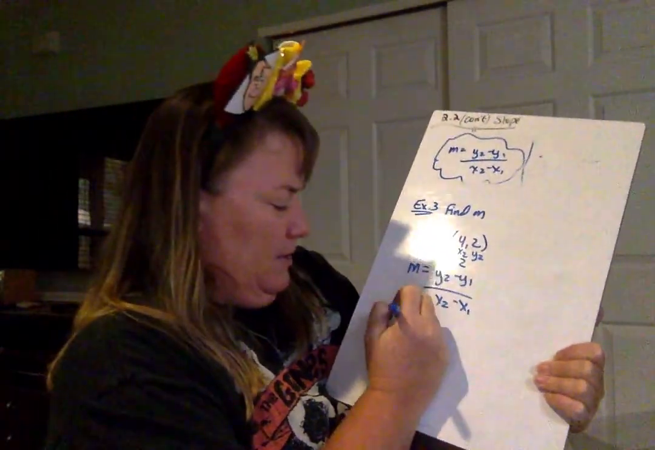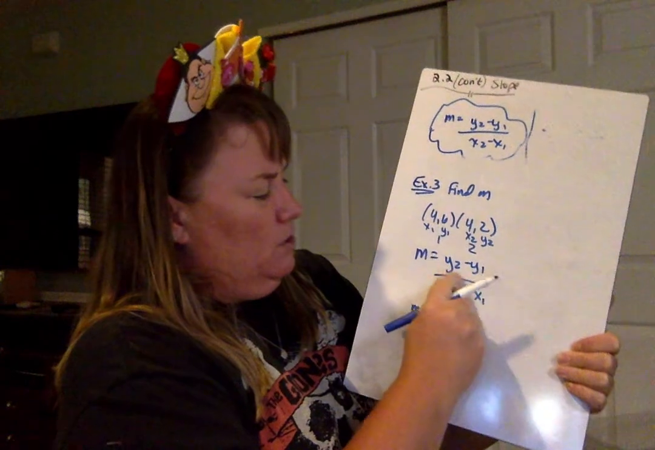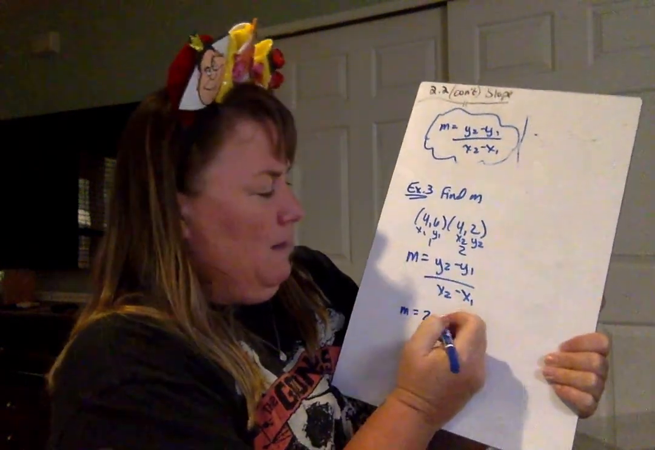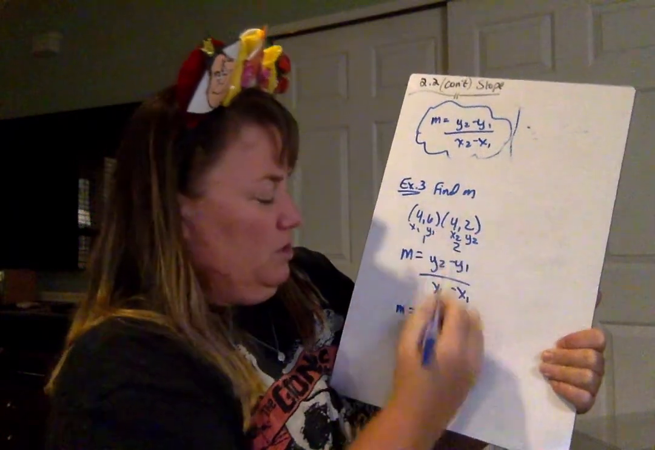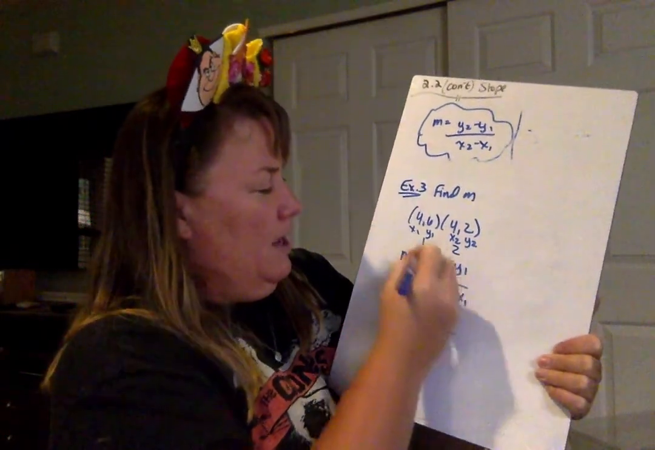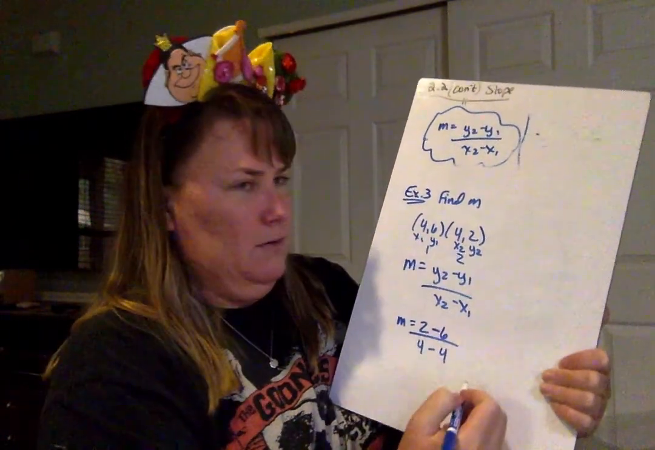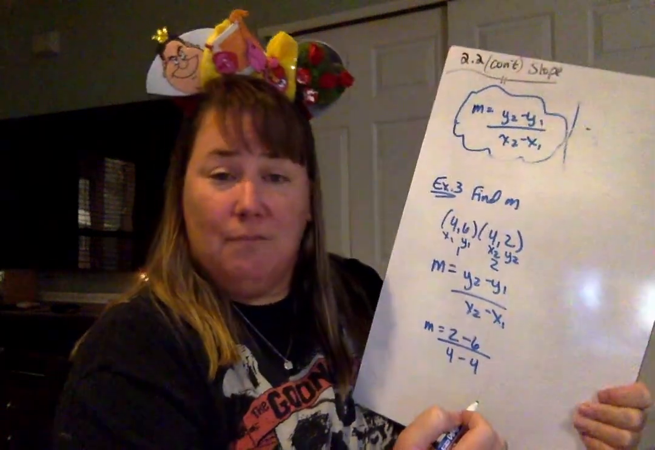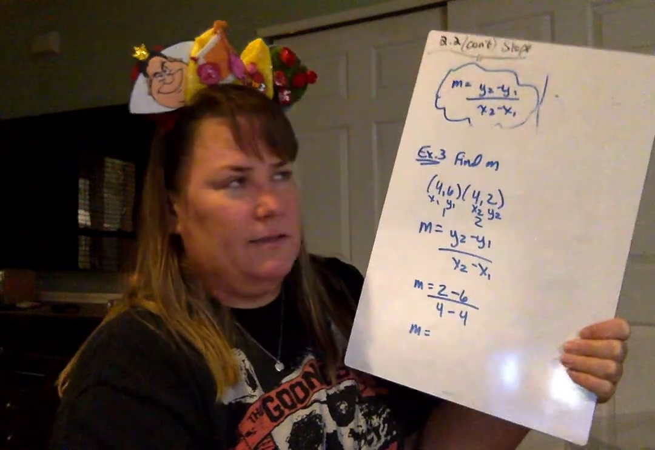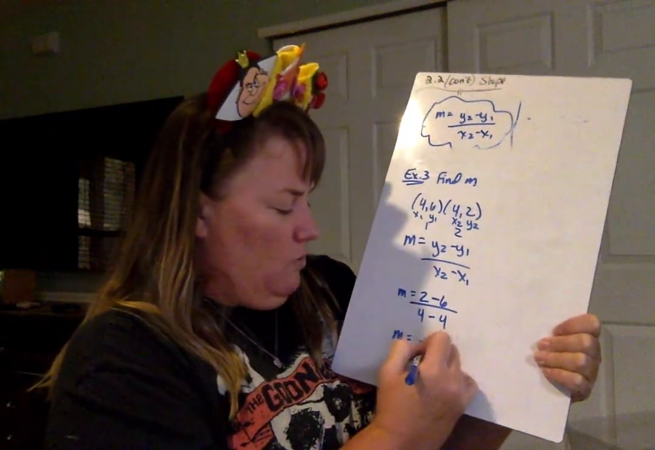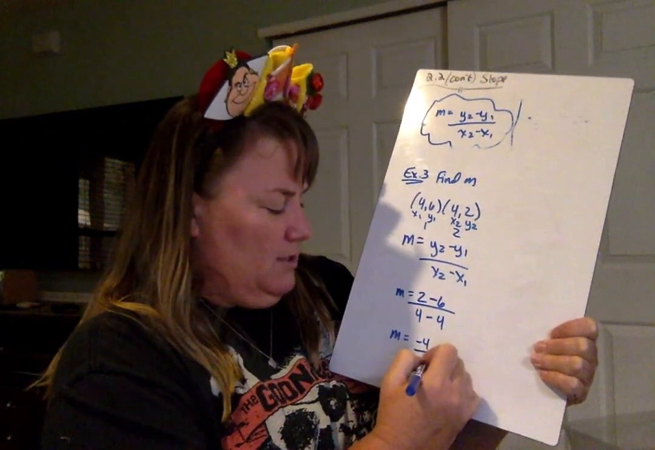Here we go. M equals y2, fill it in, is 2, minus y1, which is 6, over x2, which is 4, minus x1, 4. Huh. All right. So m equals 2 minus 6, negative 4 over 4 minus 4, which is 0.